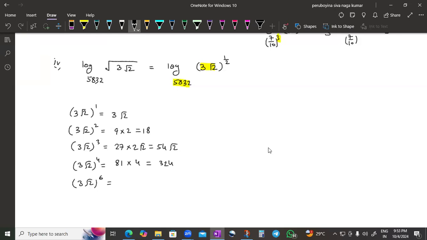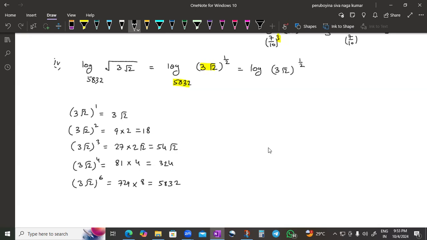Okay. So 3 power 6 is how much? Let me calculate 3 power 6. 3 power 4 is 81. 81 times 9 is 729. And multiplied by 2 cube, 8. So let's do the multiplication. 9 8s are 72. 7 in your mind. 7 2s are 14 plus 7 is 23. 2 in your mind. 7 8s are 56, 56 plus 2 is 58. So 5832 we got. So therefore, from this calculation, we understood the number.